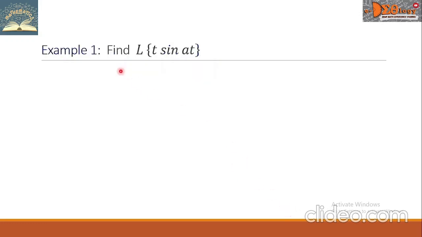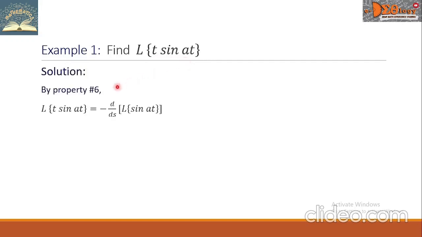Example 1, find Laplace transform of the product t times sine at. By property number 6, this is equal to negative of the derivative of Laplace transform of sine at with respect to s. Then we simplify the Laplace transform of sine at, that is equal to a over s squared plus a squared. Then we take the derivative of this quotient.